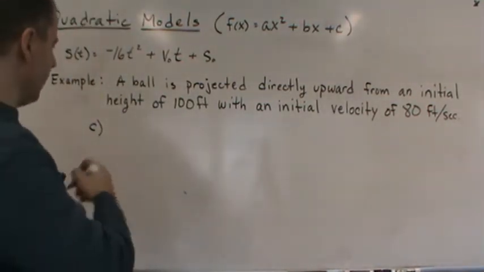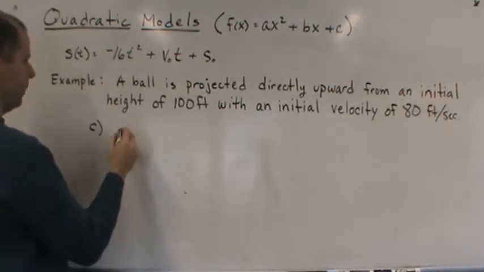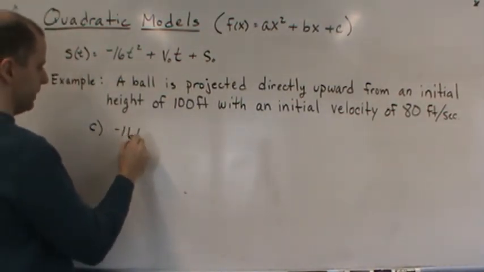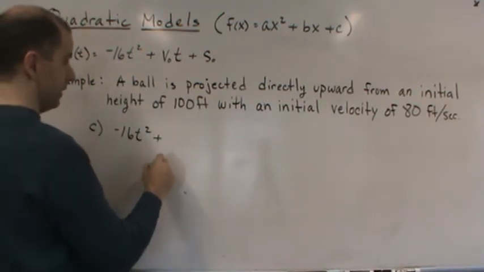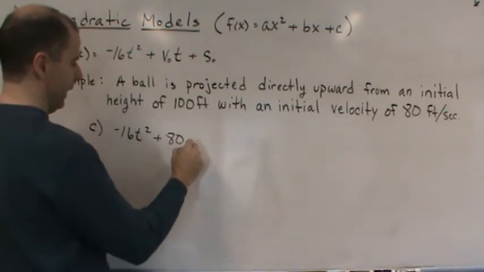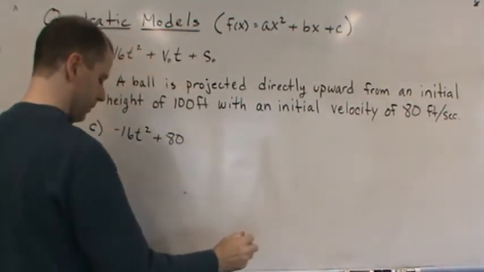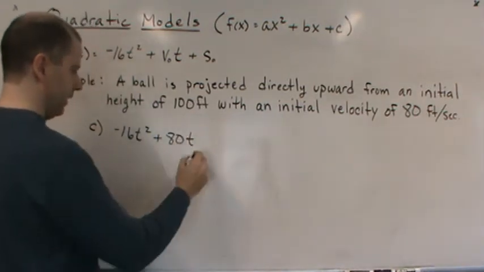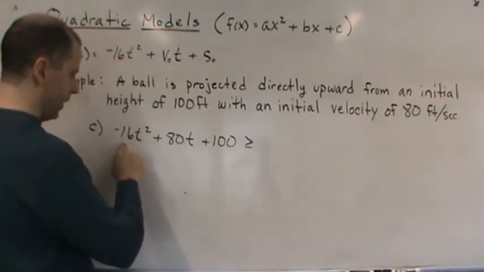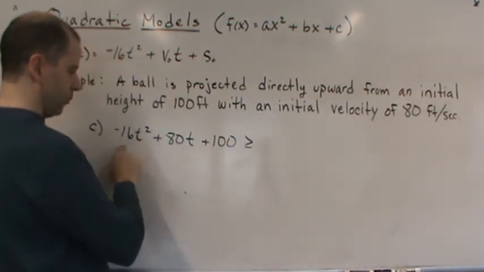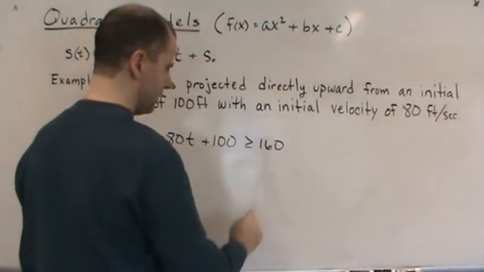Okay? So how do we set this up? Well, let's use the equation, right? So we want to set this up where we have negative 16t squared plus 80t plus 100 is greater than, right? So we want to know, when is the graph of this greater than 160?